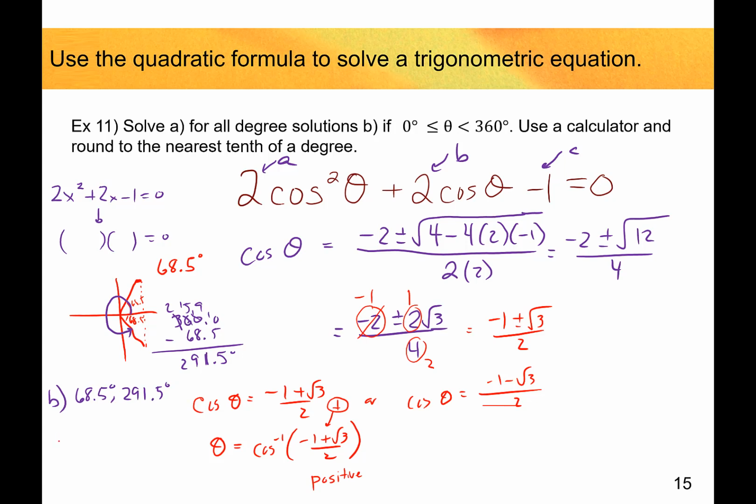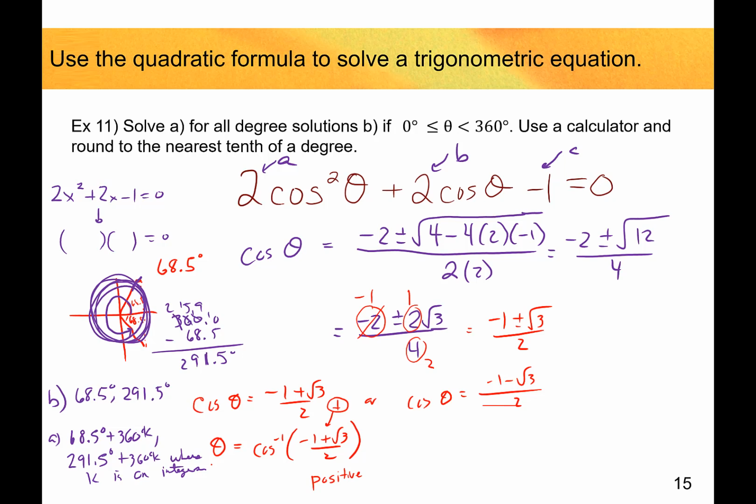Okay. The A part. Remember, we're going to take this one and we're just going to wrap it around forever and ever right here. And then we're going to take the other one. So the A part is going to be 68.5 degrees plus 360K. Those are all the rotations forever. And 291.5 degrees plus 360 degrees K, and again, where K is an integer. Alright, hopefully that makes sense.